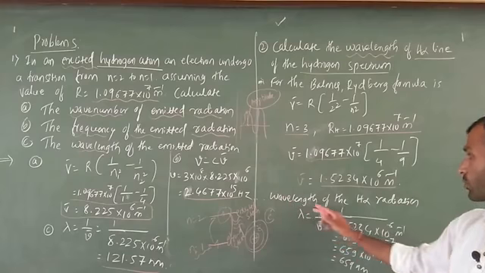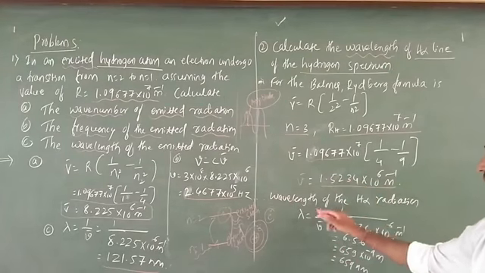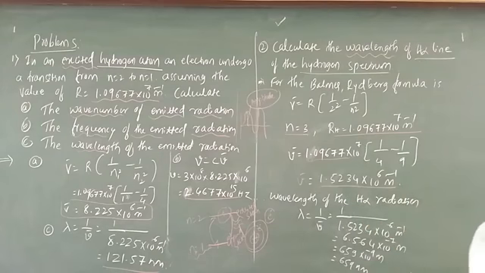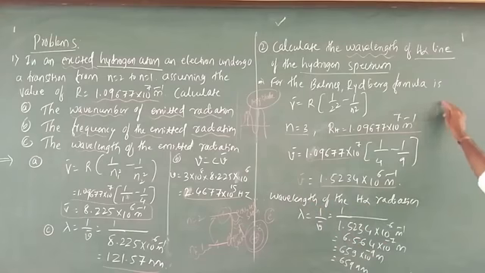Next, what are they asking? The wavelength, the wavelength of the H alpha radiation. We know nu bar equals 1 by lambda. In this case they are asking for the wavelength, so make the correction like this. This formula you have to use here.